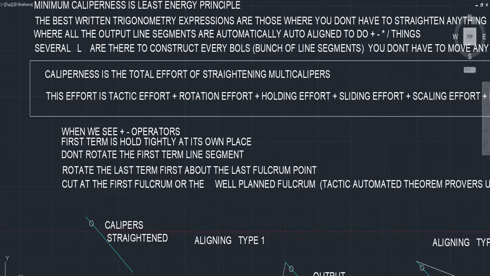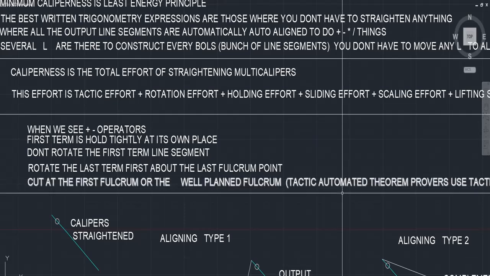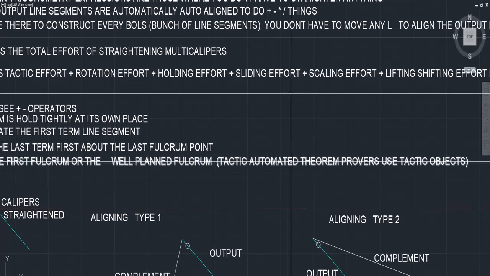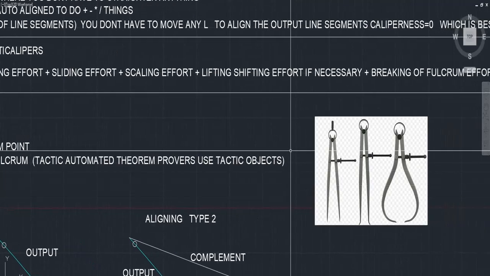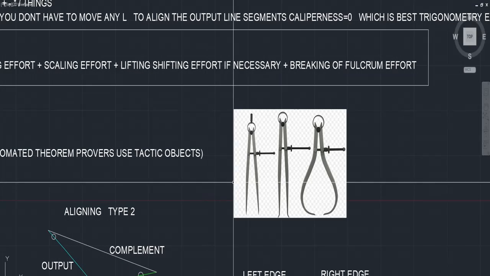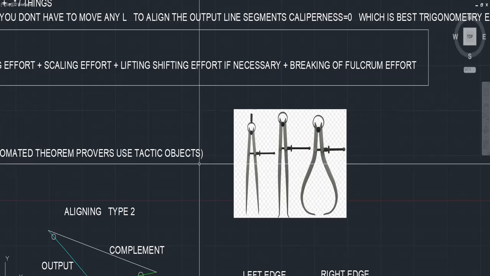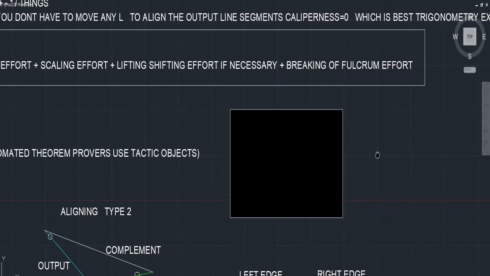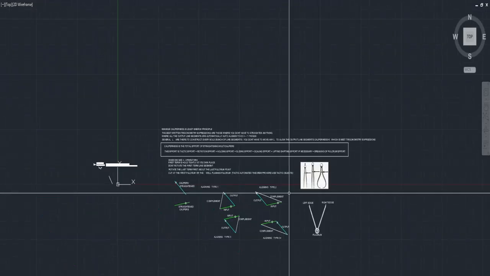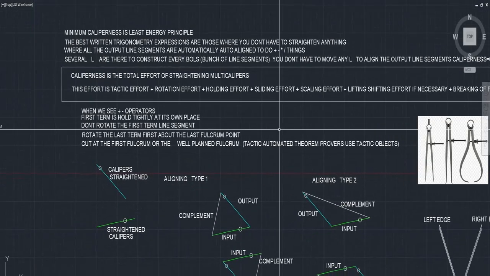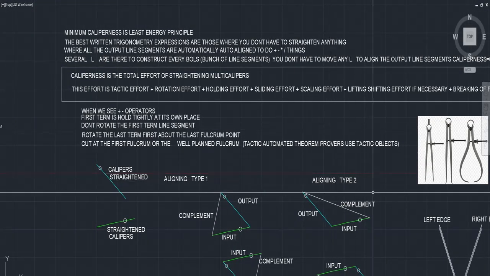This effort is a tactic effort plus rotation effort plus holding effort plus sliding effort plus scaling effort plus lifting effort, plus the effort if any lifting and shifting is necessary, plus the breaking of the fulcrum effort. There are multiple types of efforts involved in straightening a multi-caliper.